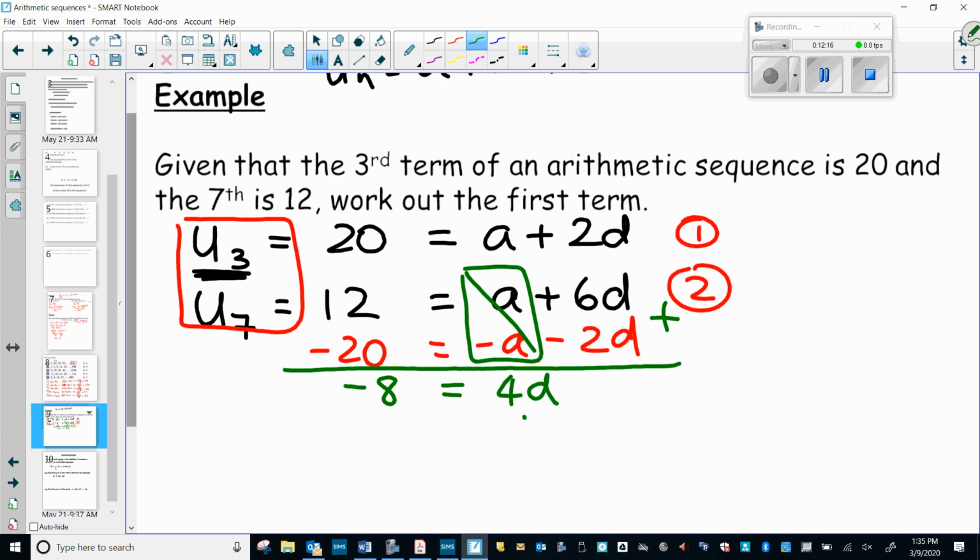And so d is going to be negative 8 over 4, so d is negative 2. Okay, so I found my value of d. But that wasn't what they asked for. They asked for the value of the first term, which is represented by the a. So what are we going to do?